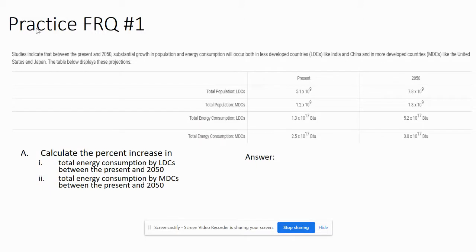Now here is our practice FRQ for topics 6.1 and 6.2. In the table here, we have less developed countries and more developed countries, and we have their energy consumption as well as total population between present and 2050. So in our question here, we want to calculate the percent increase in our total energy consumption for LDCs and MDCs. So take a second and please pause this video and answer your practice FRQ.